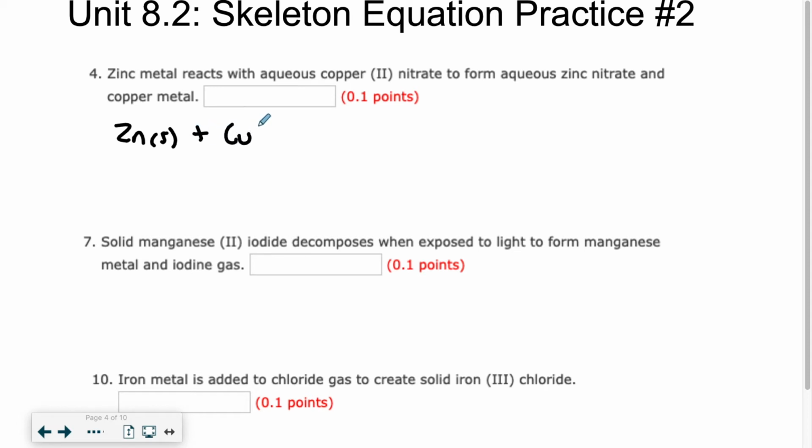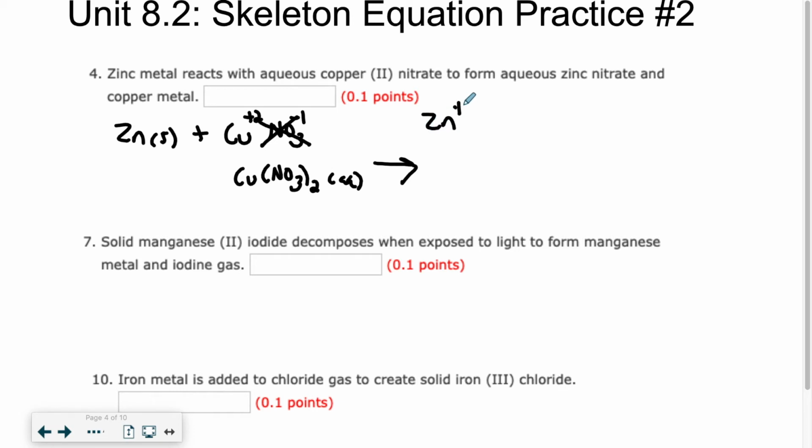So that's going to be Cu with a +2 charge, NO3 with a -1 charge, and those are going to crisscross down. So that ends up being Cu(NO3)2, and that is aqueous. We are forming aqueous zinc nitrate.